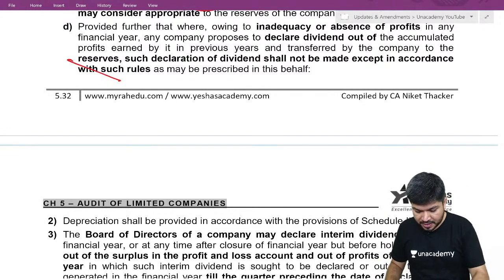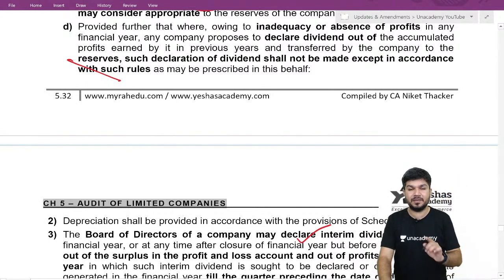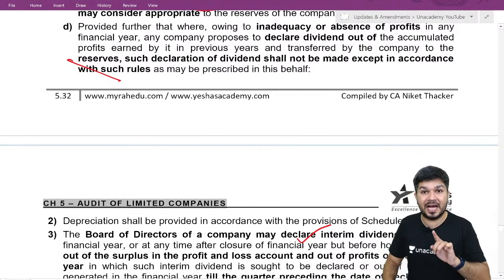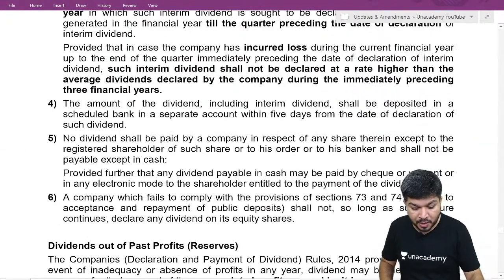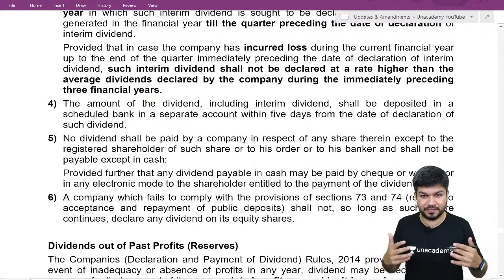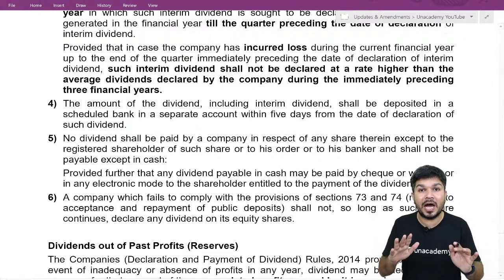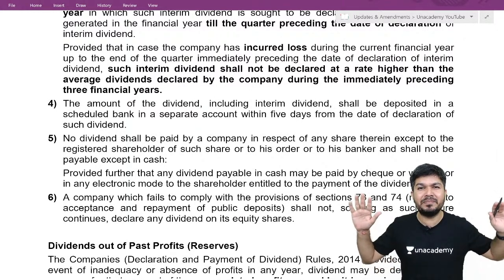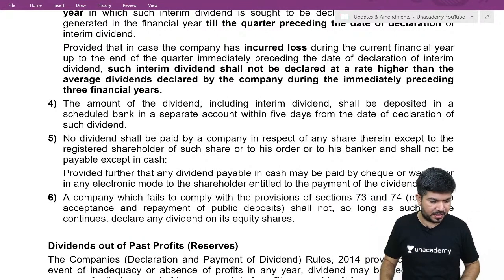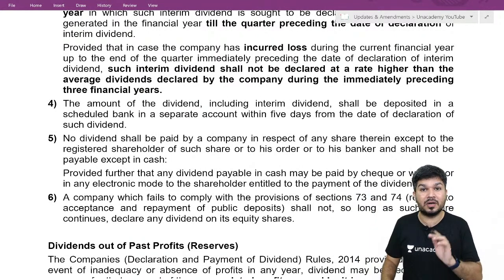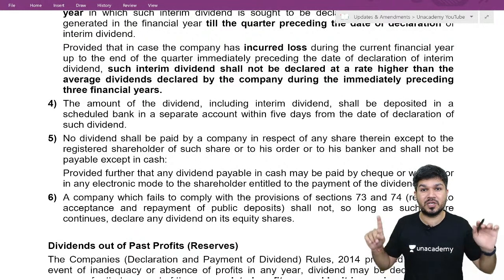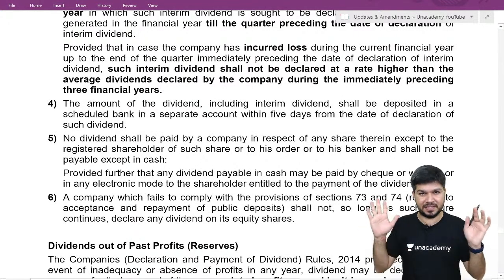Clear with this? Now, interim dividend. Interim dividend you cannot declare out of free reserves. Interim dividend either has to be out of current year's profit, or out of past profit lying in P&L or retained earnings. You cannot use general reserve for interim dividend.